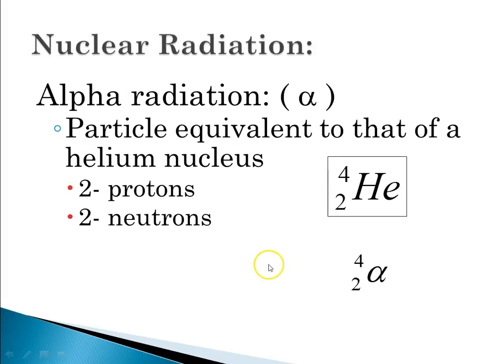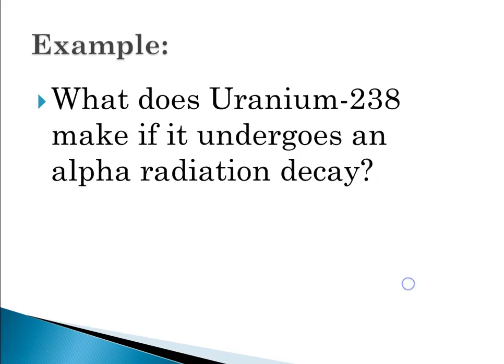So when we're talking about alpha radiation or alpha particles, as I said, it's a particle that's equivalent to that of a helium nucleus. So it has 2 protons and 2 neutrons, and you'll either use the helium symbol or the alpha particle symbol using the Greek letter.